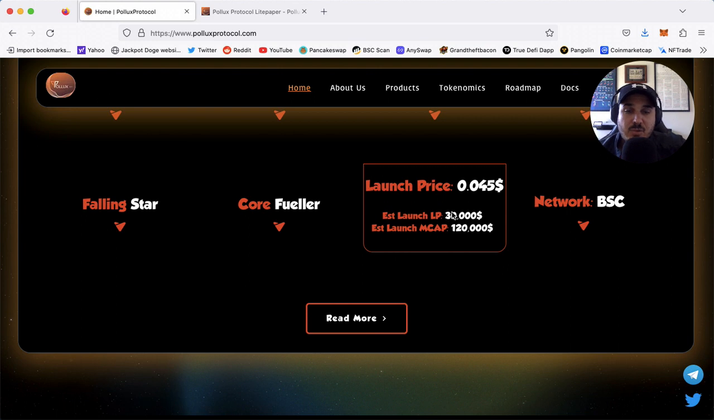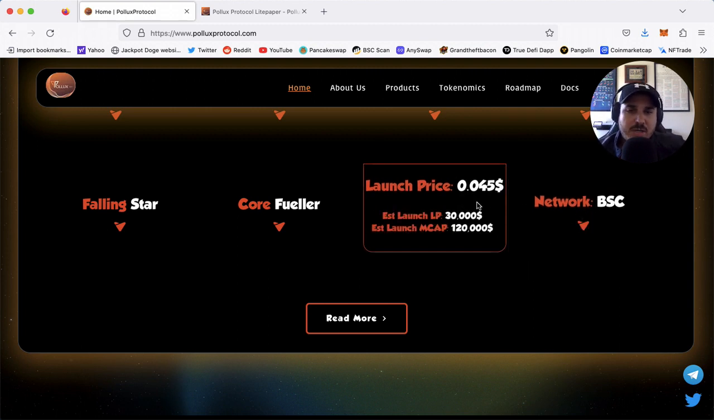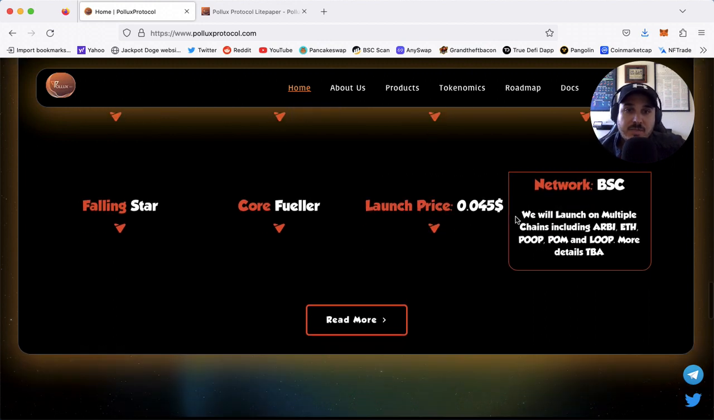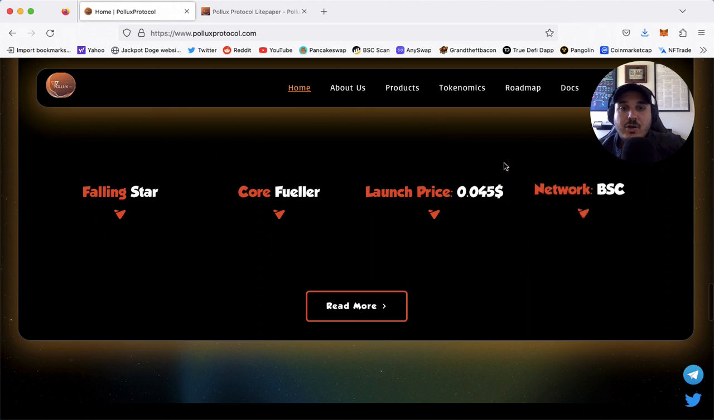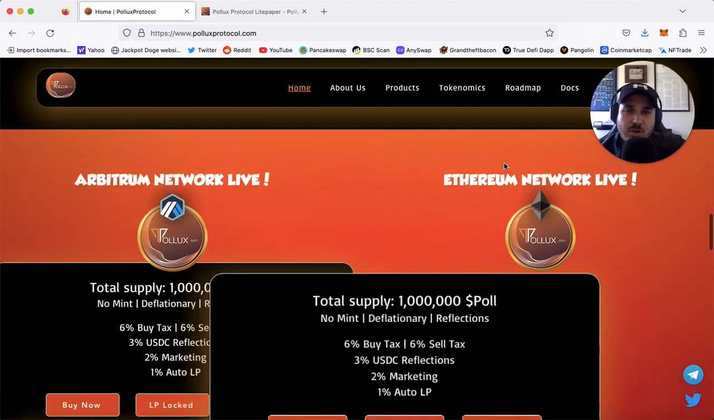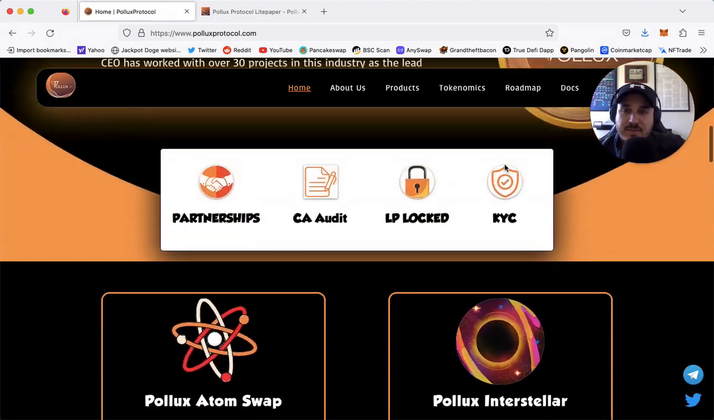Launch price is 0.045, estimated launch LP 30,000, estimated launch market cap 120,000, network BSC. So a lower market cap, which definitely makes it possible to get that 10, 20, 30, hopefully 100x. But yep, that is Pollux Protocol. Again, I really like it. Pretty sure I'm going to be investing myself.